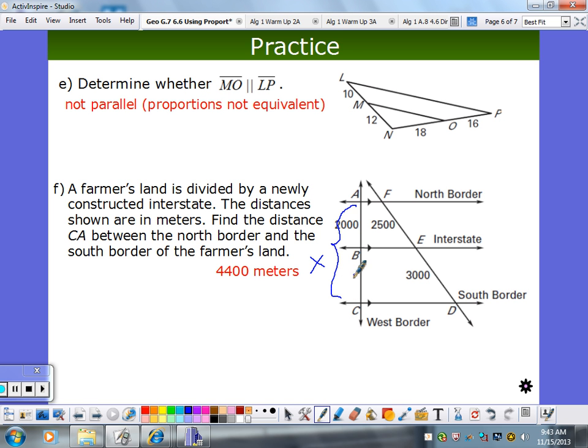So if you found this little piece in here, if you add them together, do you get 4,400? If you do, then you did it right. But you just have to remember what they are asking for. They're asking for that whole distance. So I set it up as 2,000 is to what? X minus 2,000. As 2,500 is to 3,000.